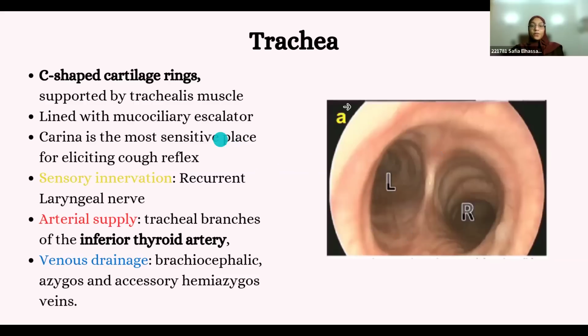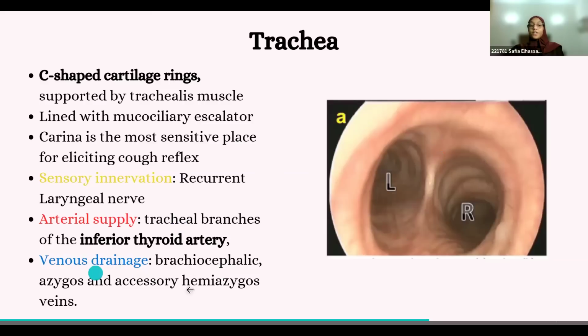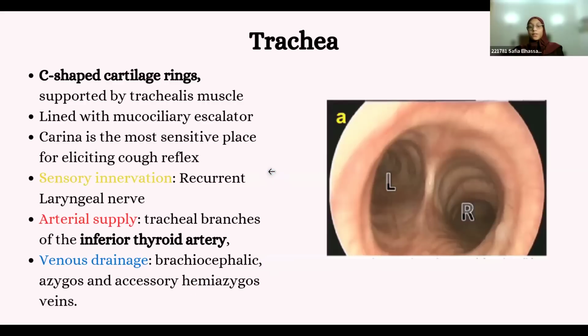So the sensory innervation of the trachea is done by the recurrent laryngeal nerve. The arterial supply is by the tracheal branches of the inferior thyroid artery, and the venous drainage is through the brachiocephalic and the azygous and accessory hemiazygous veins.